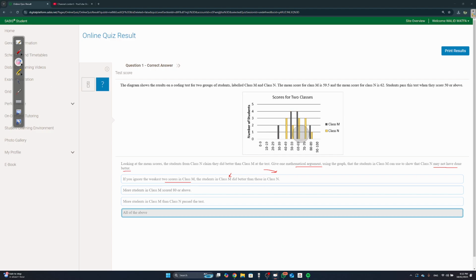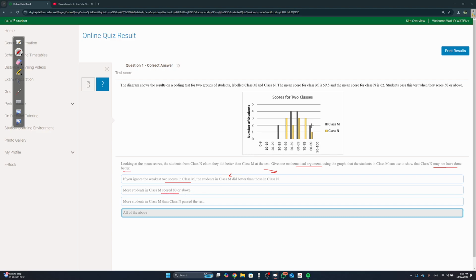Sorry. When we say ignore the weakest two scores, it means this one only. Why? Because it's two students. For these two scores, ignore them. Then M did better than N. Let's take a look. Yes, because if you ignore these, then the rest of M are all passes. But as you can see, N here has a fail. Okay, which that's correct.